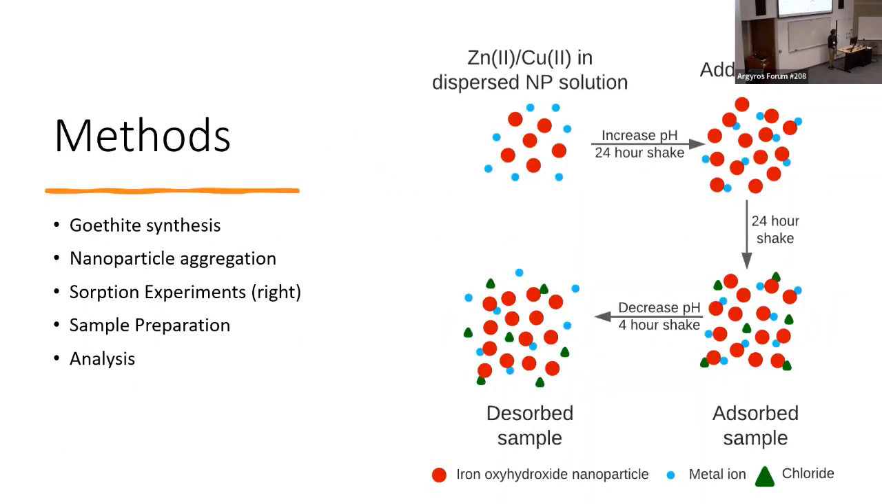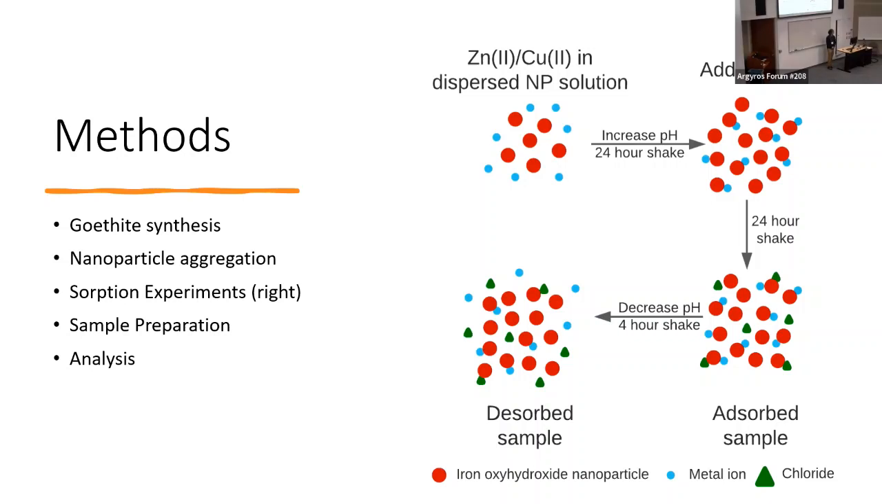And so my methods were very similar to Sarah's in that we began with goethite synthesis and nanoparticle aggregation before moving on to adsorption experiments, which we can see on the right with a little schematic. We began with a dispersed nanoparticle solution that contained either zinc or copper, and we increased the pH of the suspension to 6.5 for copper and 7.5 for zinc, and then allowed that to rest on a shaker for about 24 hours before introducing chloride to the suspension, and then waiting another 24 hours for those interactions to take place.